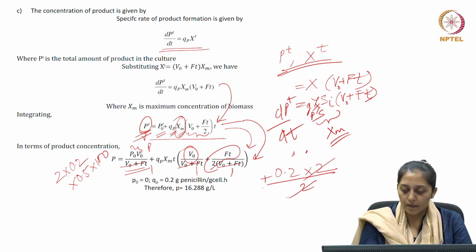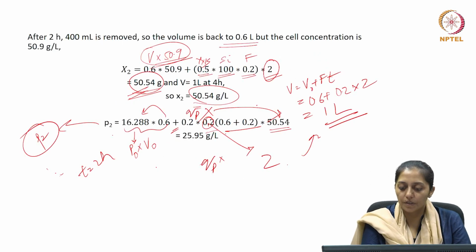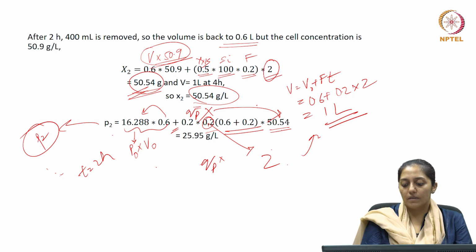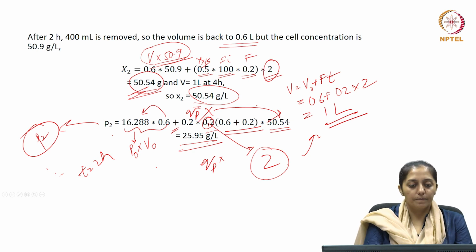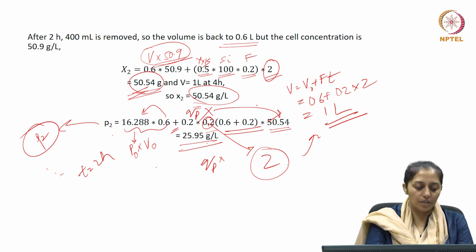So, we have 0.6 plus 0.2 inside the brackets as shown here. This is your final biomass concentration, and this 0.2, it's a typo, it is 2. So, this will give you 25.95 grams per liter as the product concentration at T equals 4 hours.